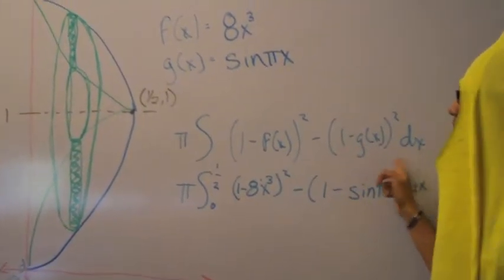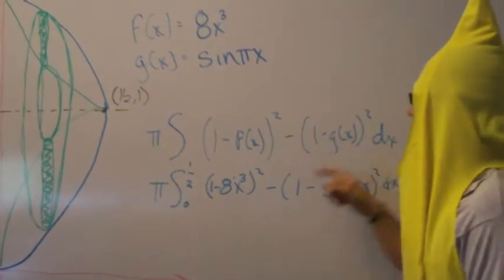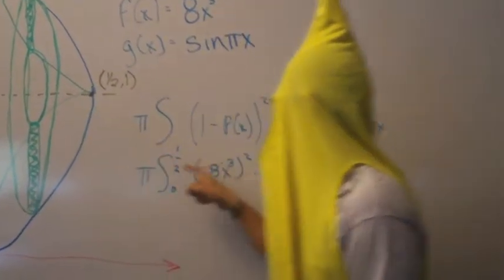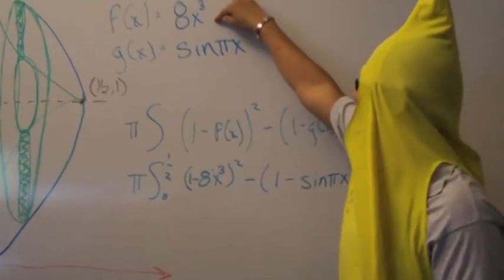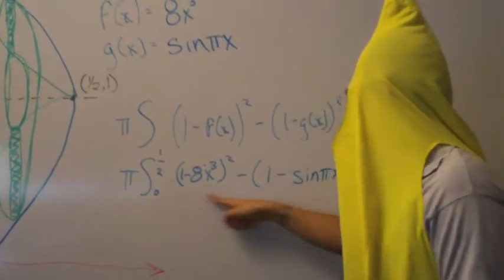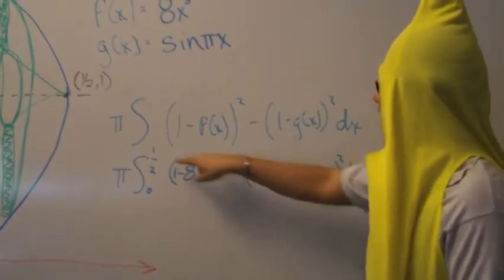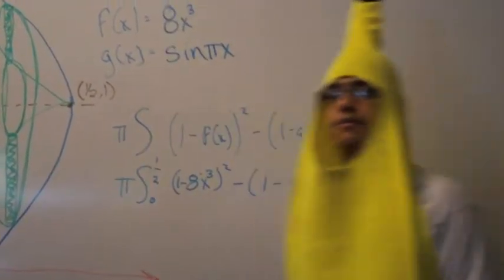The reason why is because f of x is the outer radius, g of x is the inner radius. So it's outer, inner. So we substitute f of x here and g of x here. And then we have this final one. The 1/2, the intersection here, the 0, the intersection here.